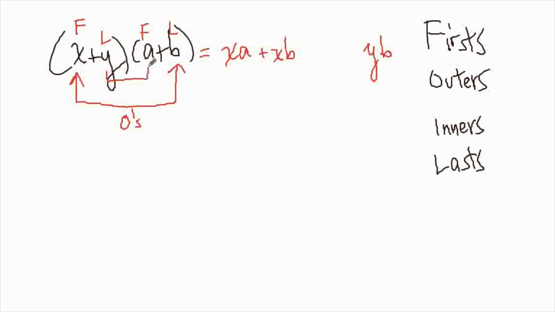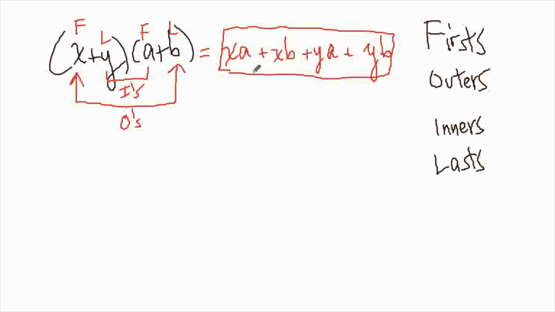So the Y and the A give us the I's. So plus YA. Alright, and so that is FOIL, and you'll see that that gives the same as we had before in 1 step. Alright, let's do some examples now of distribution, FOIL, and combining like terms.